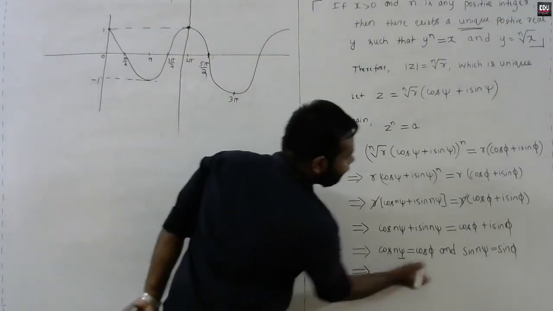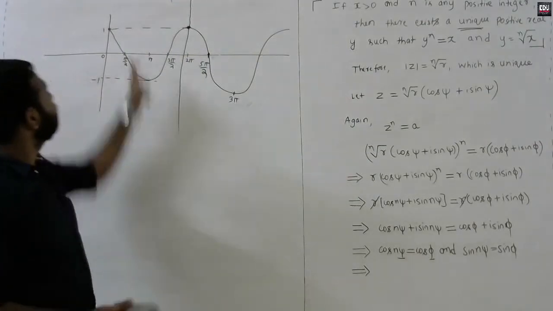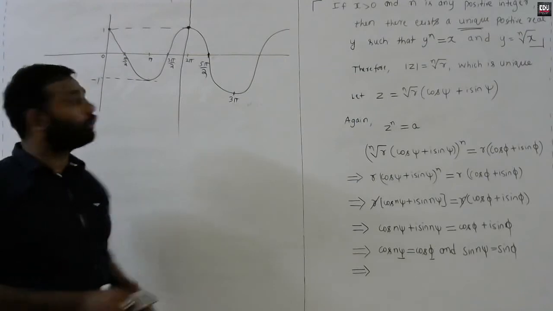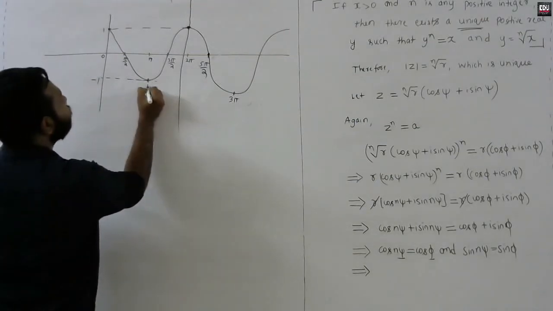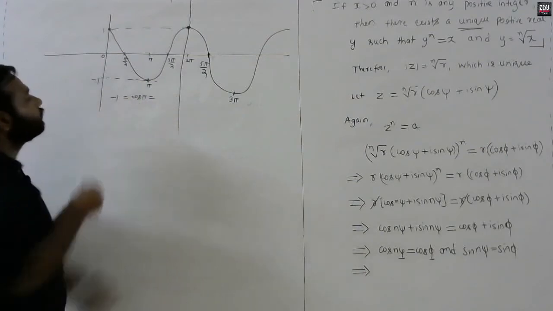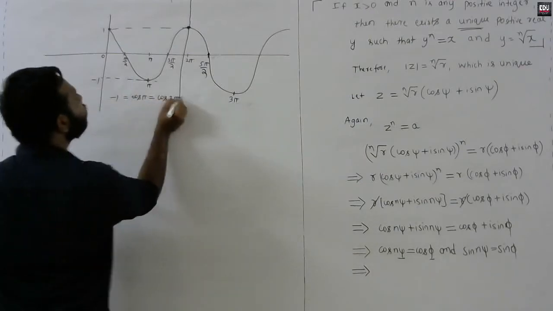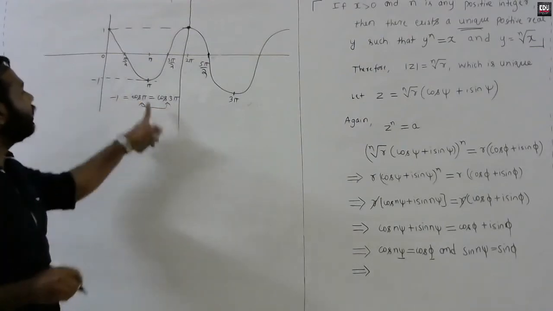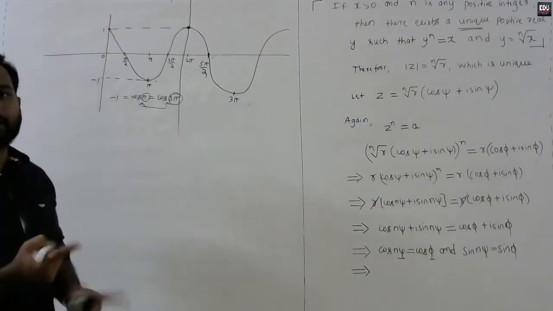So cos of one angle equal to cos of another means these two angles are symmetric, but they need not be equal. For that, you can observe just one example. Cos pi is equal to minus 1, and cos 3 pi is also minus 1. So that shows that these two cos values are equal, but that will not imply that these two angles are equal. But there is some relation.